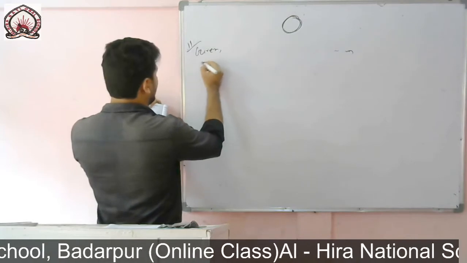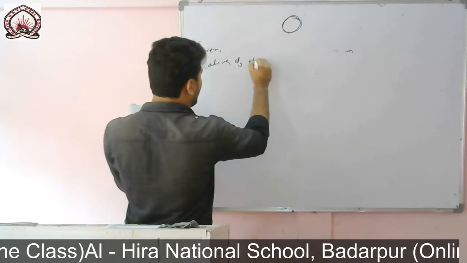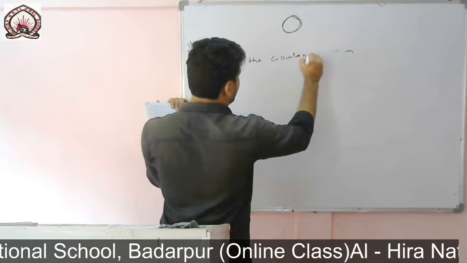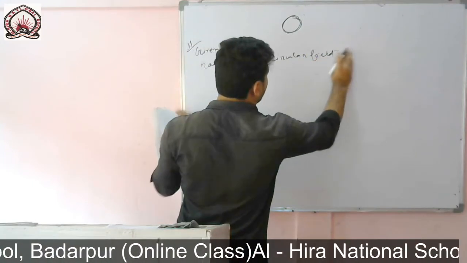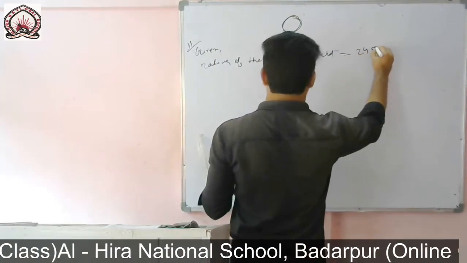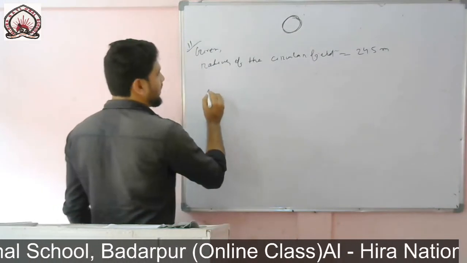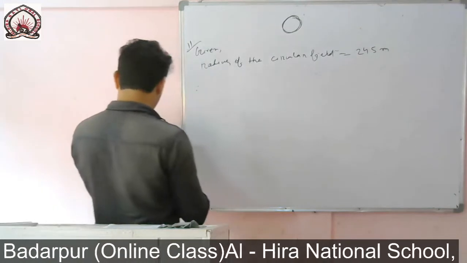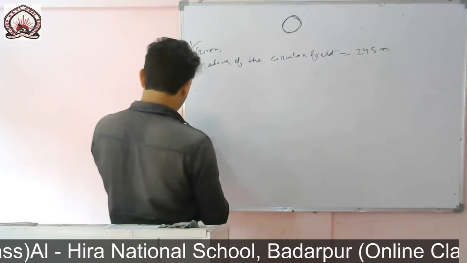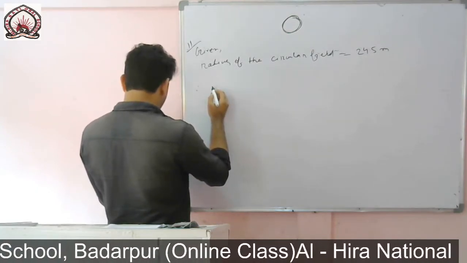Given radius of the circular field equals 24.5 meter. Therefore find the distance run by the boy in making 4 complete rounds.